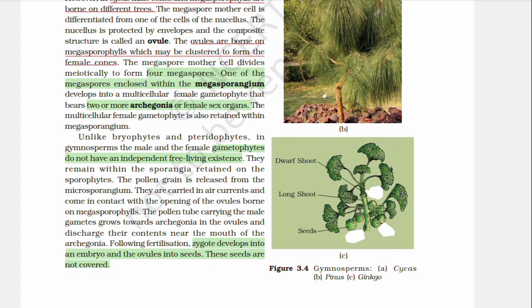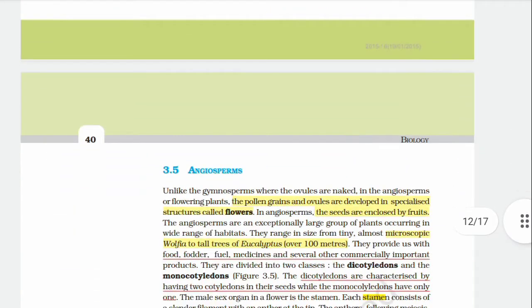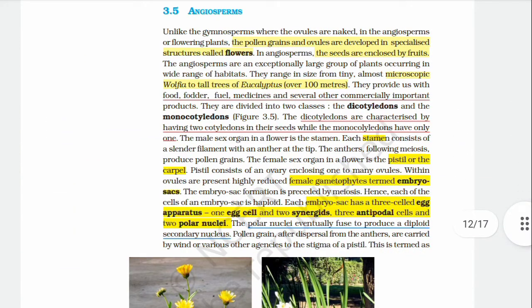Okay, next we will move on to angiosperms. About angiosperms, or flowering plants, you will see very well in class 12 chapter 2. Here they have given a glimpse. We will read it out. So unlike gymnosperms, which have seeds that are not covered by fruits, here they have seeds that are covered by fruits. And the pollen grains and ovules are developed in specialized structures called flowers. So flowering plants are angiosperms and the seeds are enclosed by fruits.